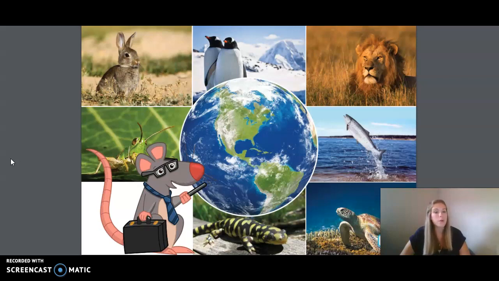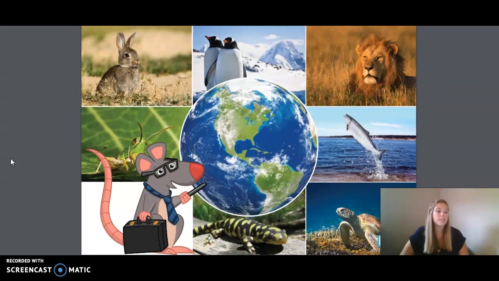Before we start reading, we're going to go over the vocabulary words that you will be hearing in today's reading. Our first word is kingdom, which is a major group into which all living things are classified. Our second word is characteristic, or something that makes a person, thing, or group different.